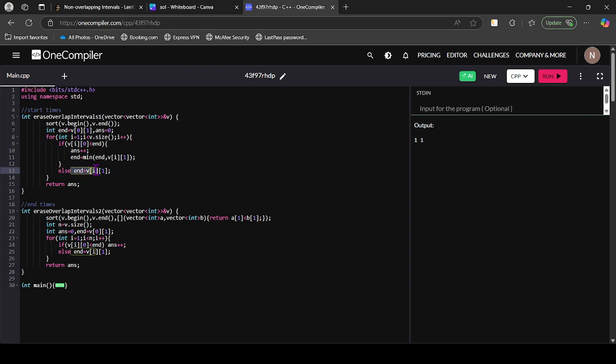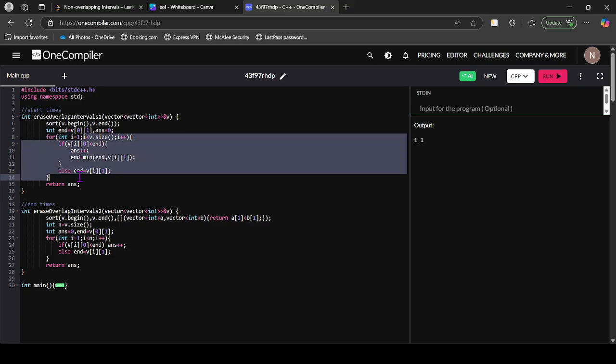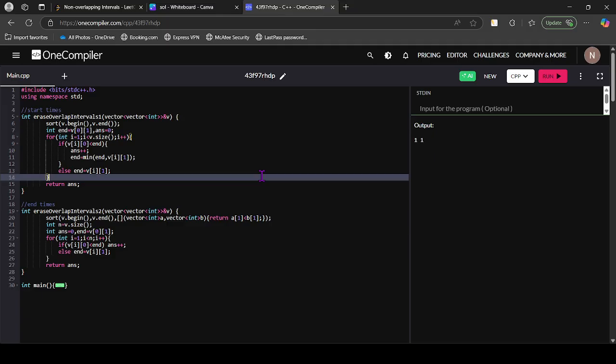And if it is non-overlapping, we are not going to remove an interval, so no answer plus plus, we just update the endpoint and simply return the answer. So in this way, by sorting either way, we can return the answer.